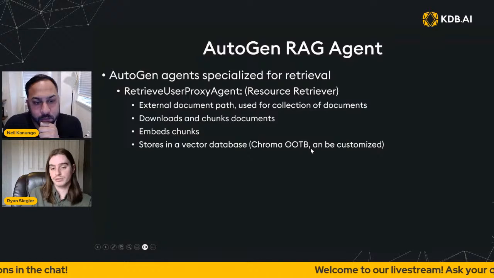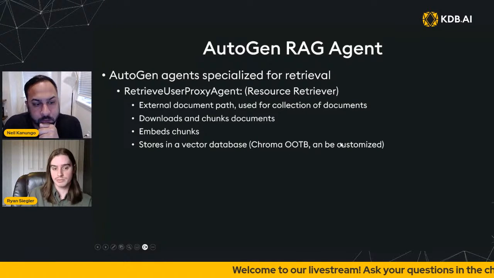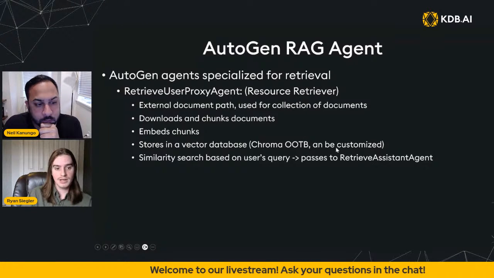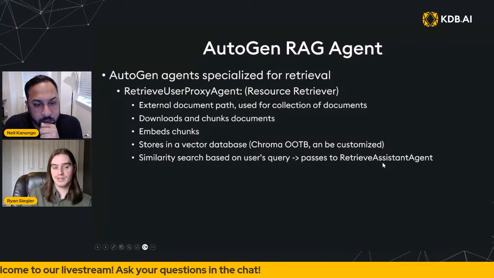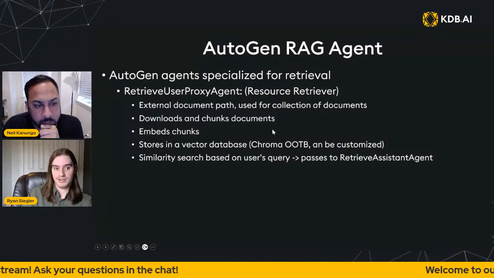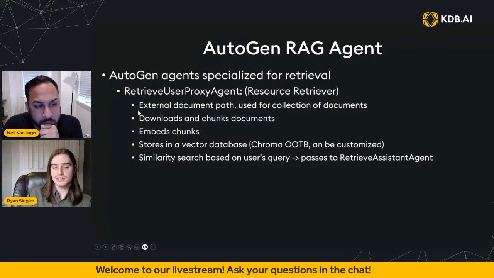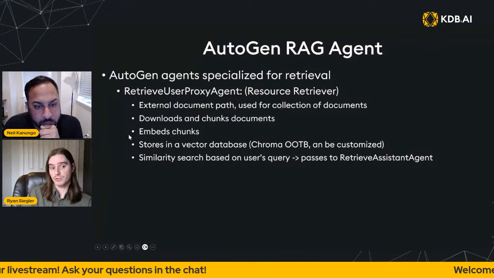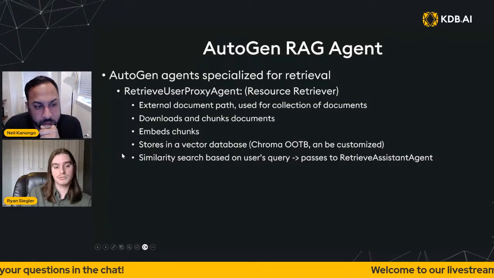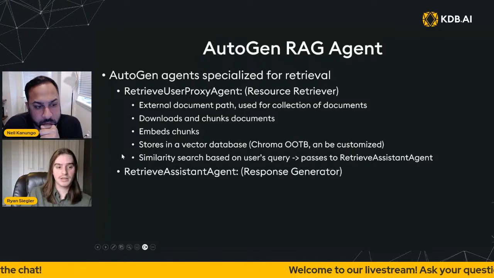It does it with Chroma out of the box, but you can customize what vector store you use here. And it also performs the similarity search between the user's query and the vector database. So it's really powerful because you're just giving it the data and it does all this stuff on its own. And it does give you a decent amount of customizability as far as choosing the chunk size and what embedding model you want to use and what vector database you would like to use as well.